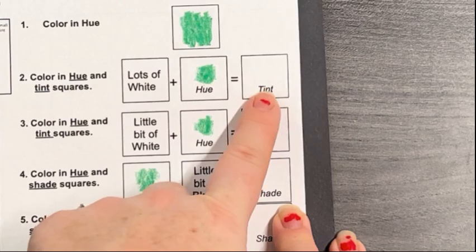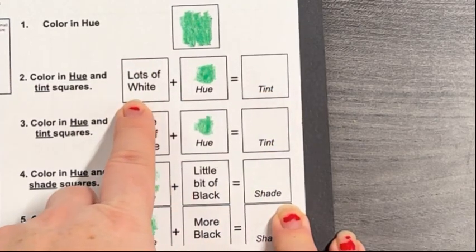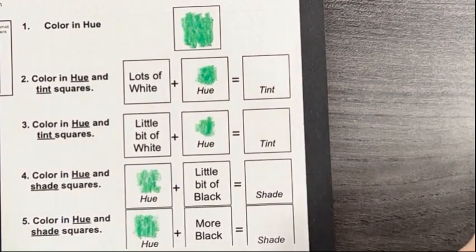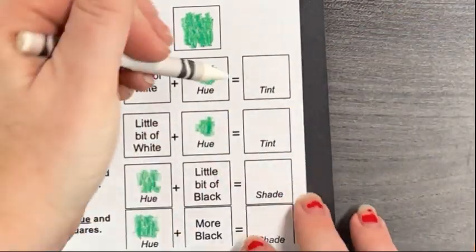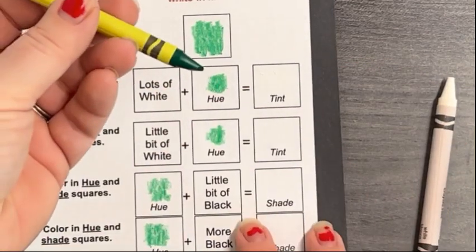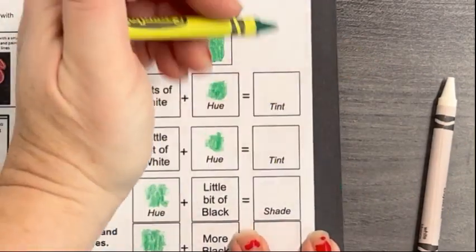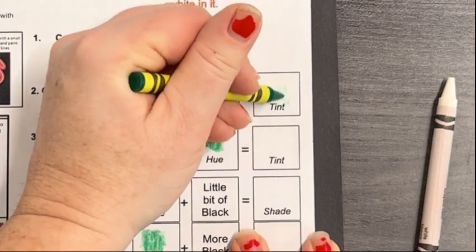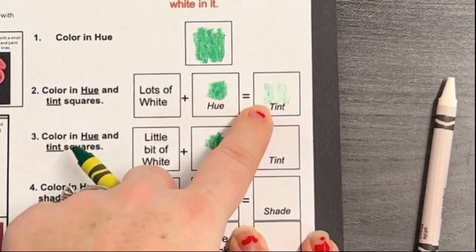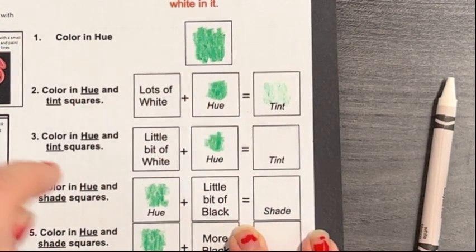So to make a tint, I need lots of white first, plus my hue. So I'm going to take out a white crayon, and I'm going to put white nice and heavy pressure on here. I'm going to take my green, my hue color that's pure, and I'm going to lightly go over it. Now that is my tint. It's a nice light green. Again, it's not perfect, but it's just practice.